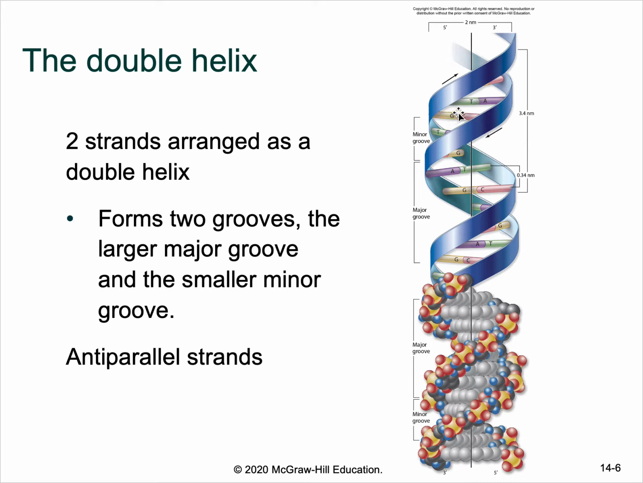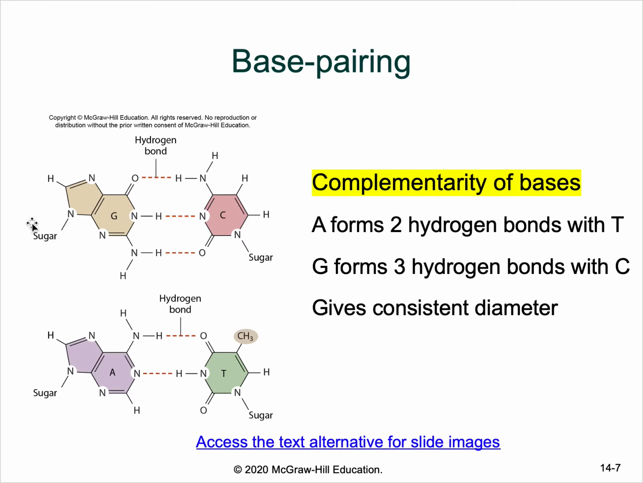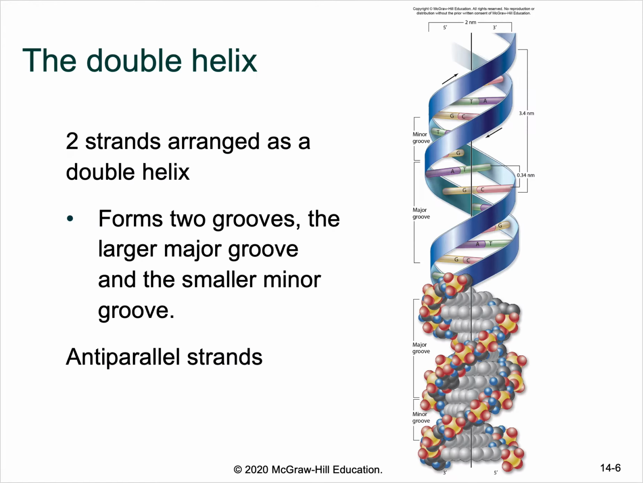So right here between this G and C, there is a hydrogen bond. Between the A and the T, hydrogen bonds. It does depend, so G with C has 3 hydrogen bonds, and with the adenine and thymine, it has 2 hydrogen bonds. What you're seeing right here is the same thing as this. These hydrogen bonds in the middle are what is holding these two strands together.